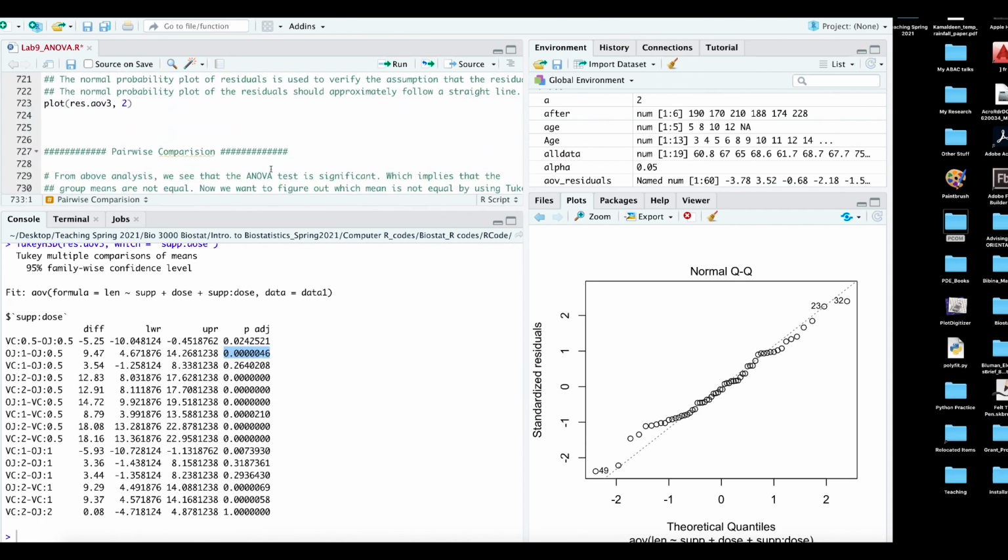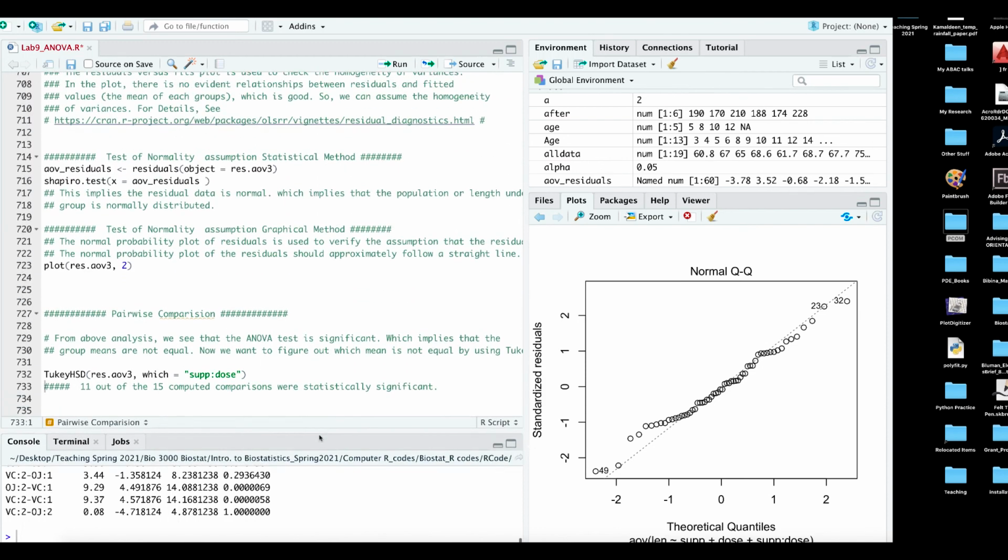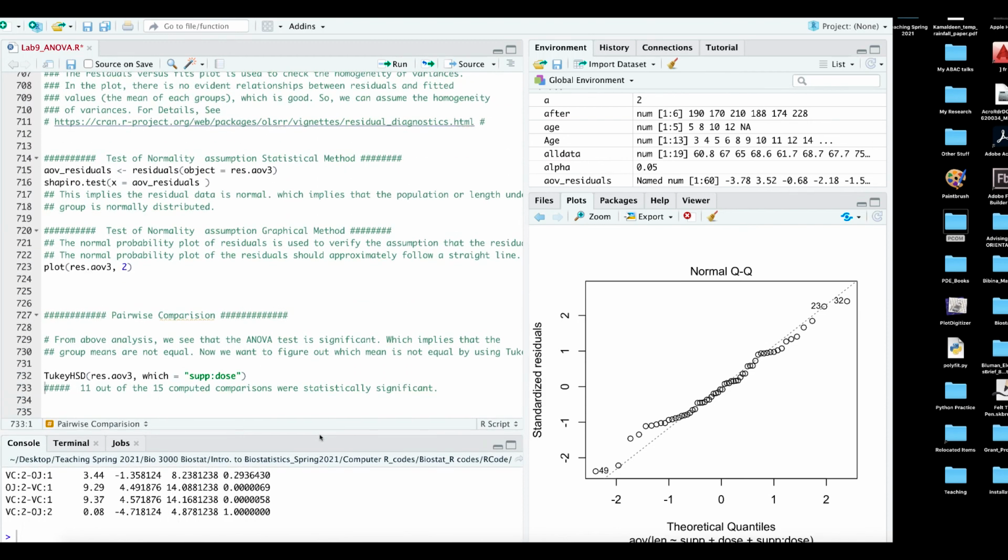What do you see here? Out of 15 pairwise comparisons, 11 were significantly different. The averages were significantly different. That's what we do. So this completes the analysis of variance for two factors.